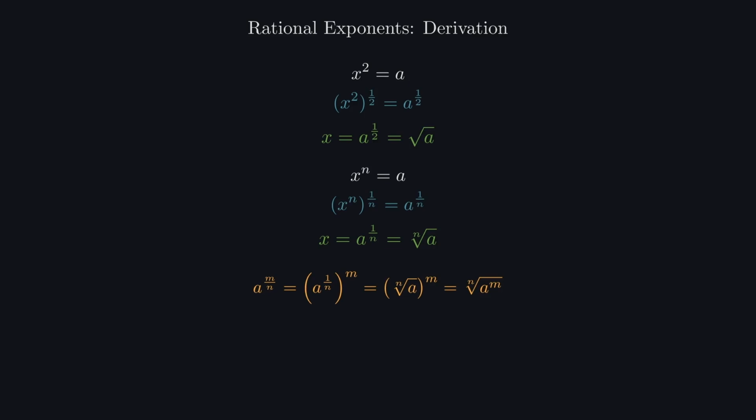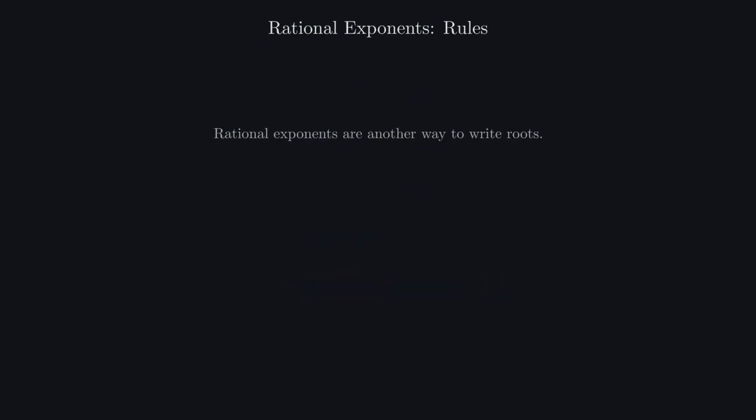And extending this, a to the m over n equals a to the 1 over n raised to the m, which is the nth root of a, raised to the m, or equivalently, the nth root of a to the m. So remember, the denominator of the exponent gives you the root, and the numerator gives you the power. Let's state this as a clean set of rules. a to the 1 over n equals the nth root of a for any positive integer n.